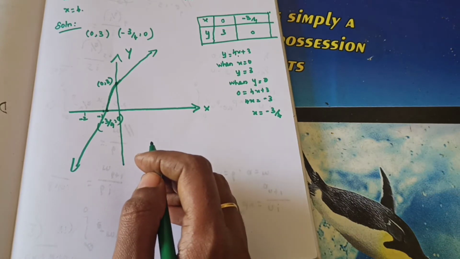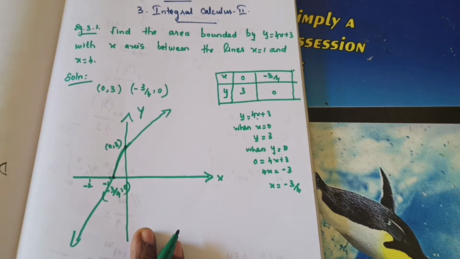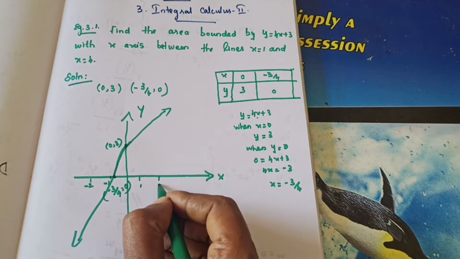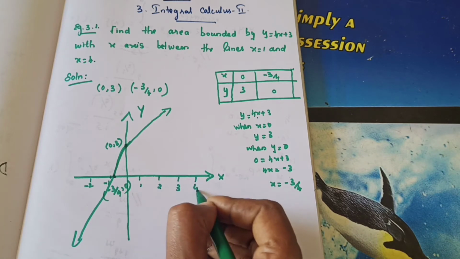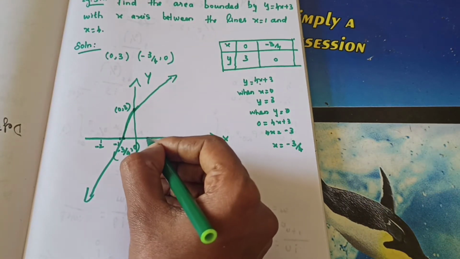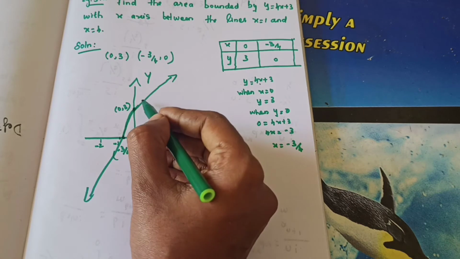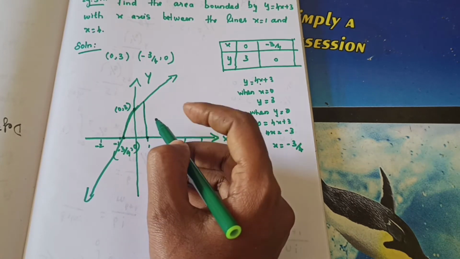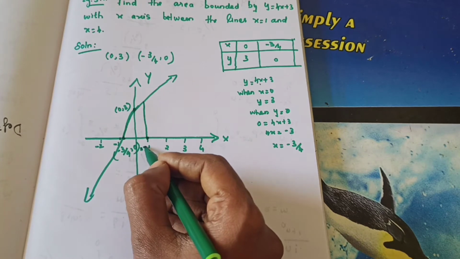Now, what are the limits that is given in the question? X equal to 1. So 1, 2, 3, 4. Listen very carefully. X is equal to 1. Is it right? So always I said if it is x value means it will be a vertical line. Draw by using scale. So it is x is equal to 1.